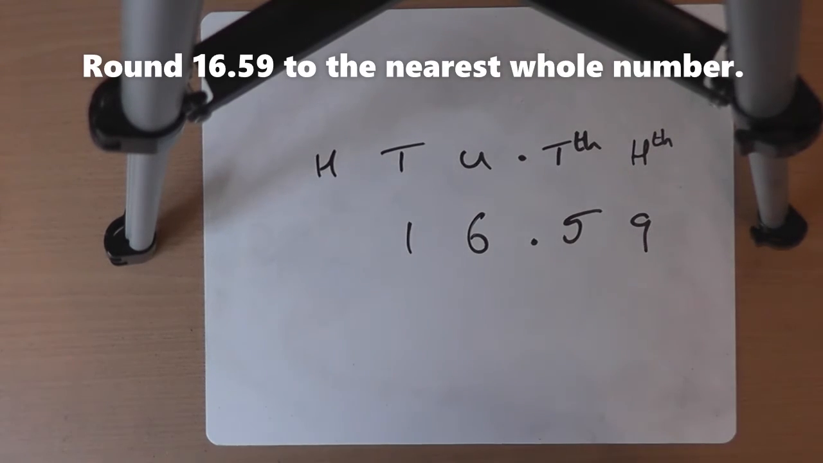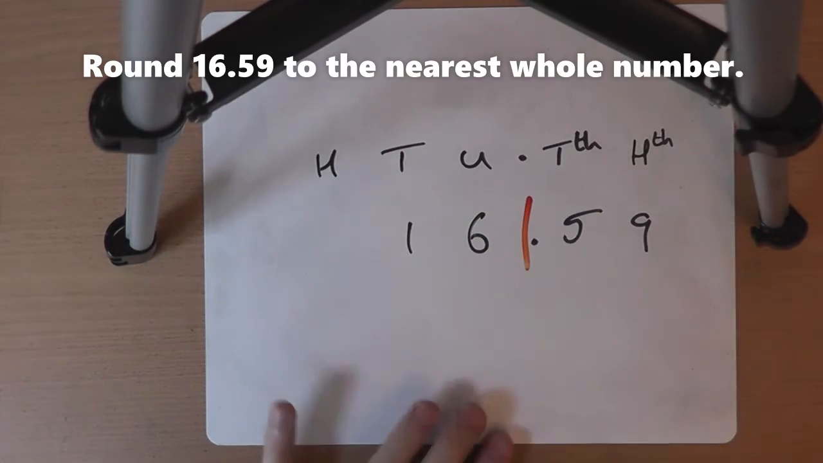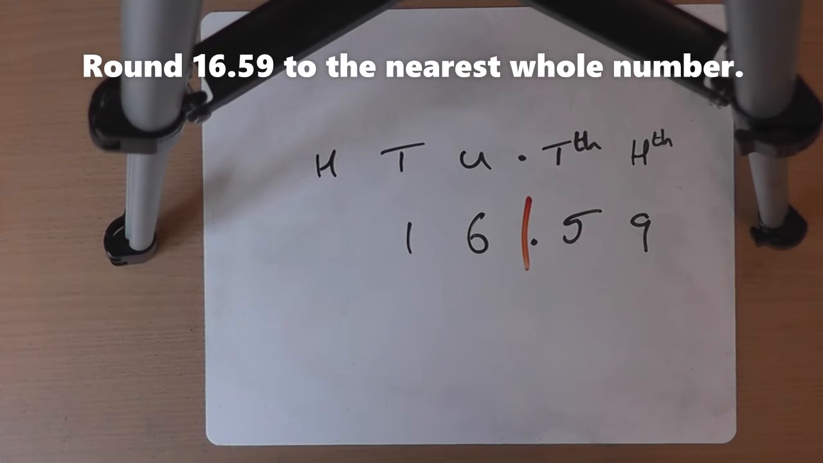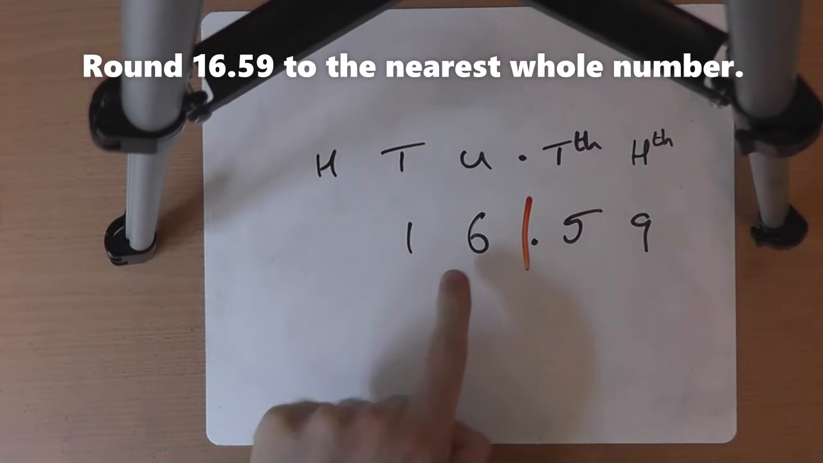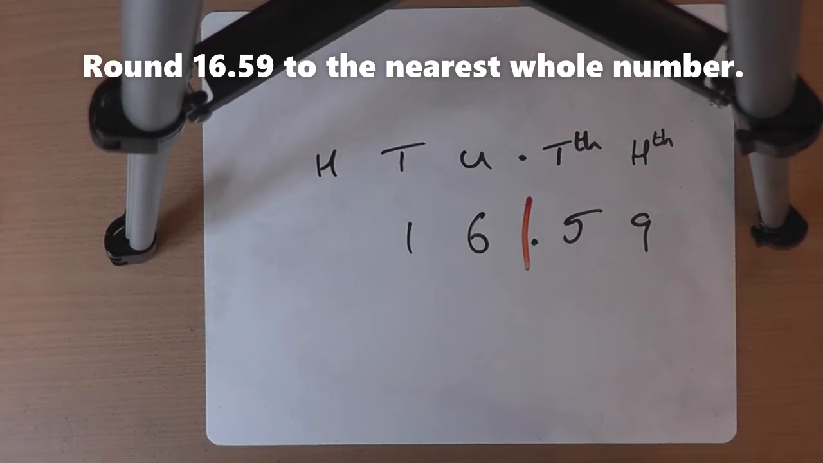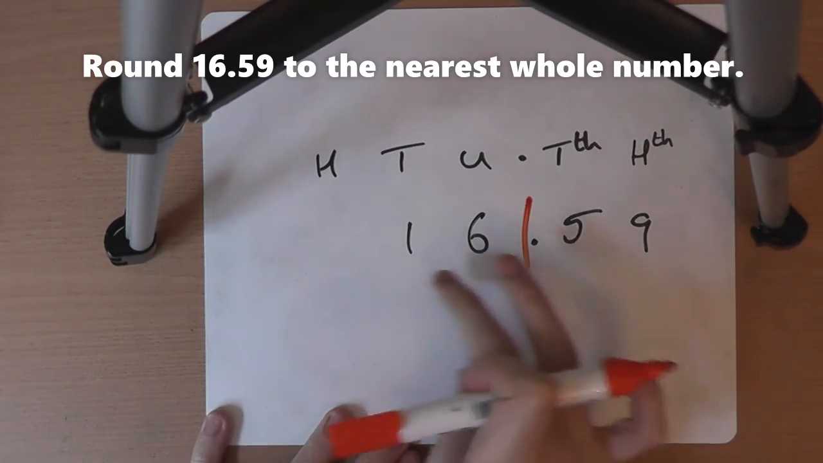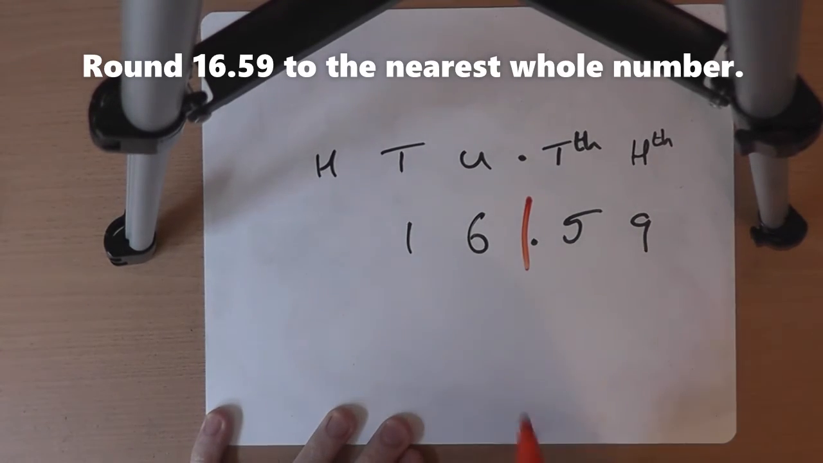Round 16.59 to the nearest whole number. Well, same thing again, we're going to the nearest whole number. So we are splitting off the whole number part and the decimal part, and our split line is going to go there, in the gap between the units and the tenths. The whole number part is the bit that's going to stay or change. So it will either stay as a 16, because we've got to remember that that 1 is there as well, that 10.